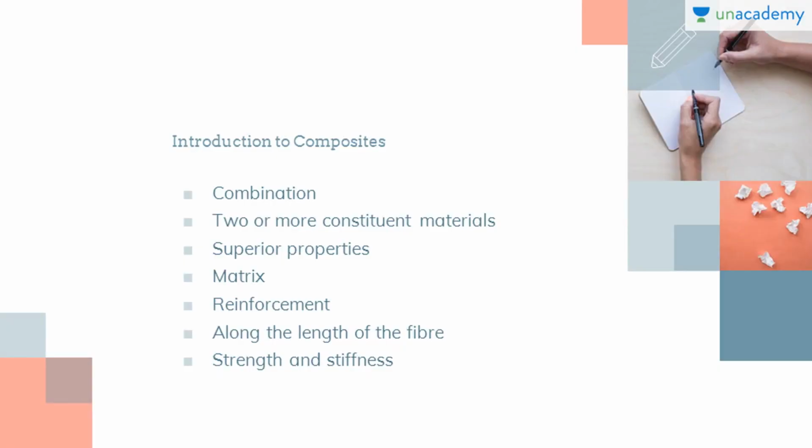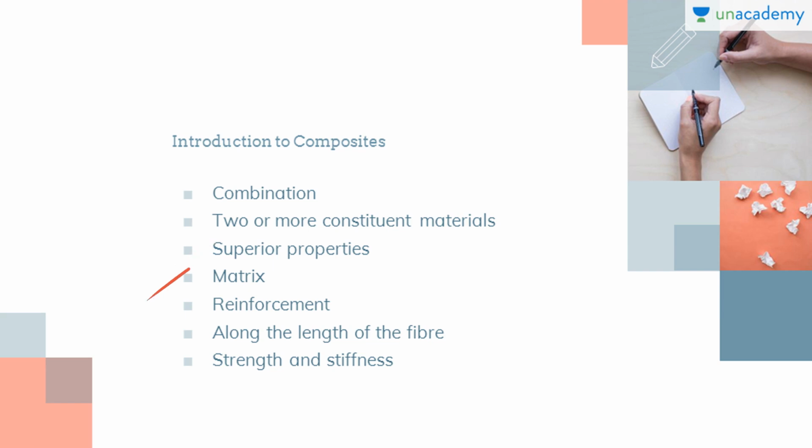A composite material can be defined as a combination of two or more constituent materials which have different physical or chemical properties and which remain separate or distinct on a microscopic or macroscopic level within a finished structure. So these are composite materials. They possess properties that are superior to those of individual materials. A simple example of a composite is plywood, a type of man-made wood.